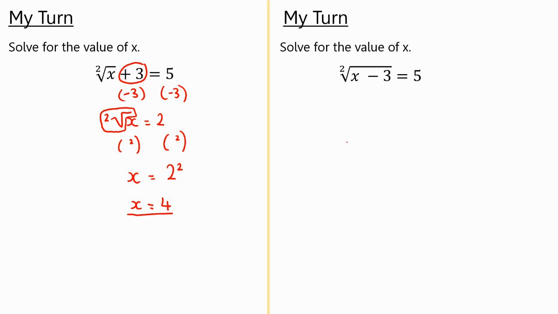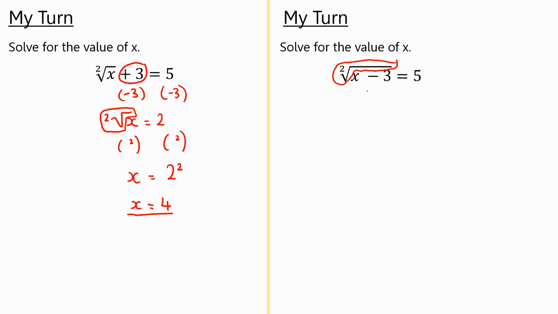Looking at the question on the right, you can see the difference now is that everything is under my square root sign. So under your square root is x take away 3, and we want to square root all of that. So this time, actually, I'm going to start off by getting rid of the square root sign. That's because if I read it out loud, we've got the square root of x minus 3. So we have to move that square root over to then leave the x minus 3 on its own.